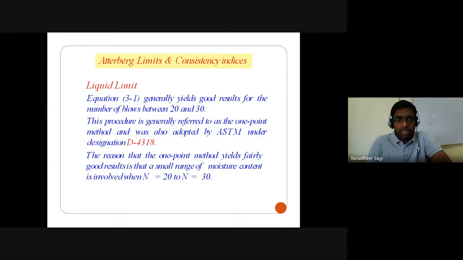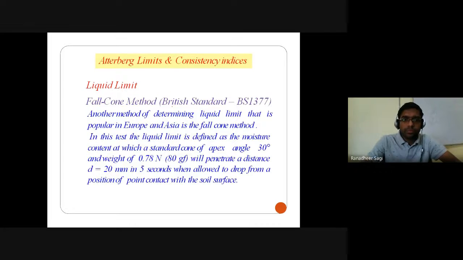The earlier expression we have seen generally yields good results for the number of blows obtained from that single test you have carried out. If the number of blows is between 20 and 30, then by making use of that empirical relation, the liquid limit value we determine would be relatively more accurate. More accurate in the sense that the results you get can better be considered the appropriate liquid limit value of that soil.